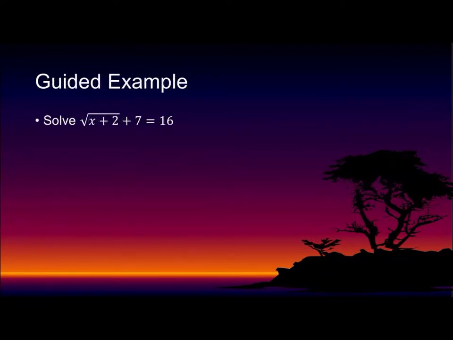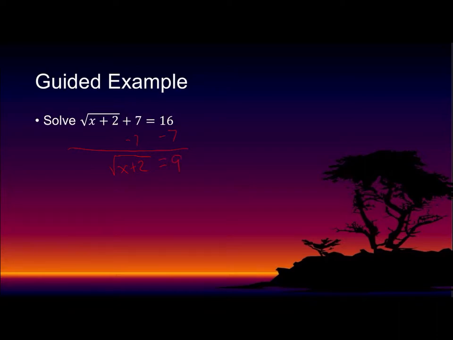Let's take a look at this guided example that we have here. So we have solving radical x plus 2, and then plus 7 equal to 16. So the first thing we want to do is isolate the radical. And to do that, I'm going to subtract 7 from both sides here. And that isolates my radical on one side. It gives me radical x plus 2 equal to 9.